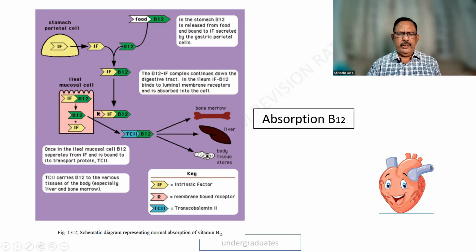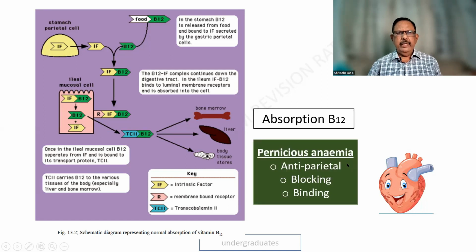Look at the R over here. After which there is the release of the intrinsic factor, B12 is absorbed, and it is carried by means of transcobalamin. There are 3 types of transcobalamin. It is deposited in the body tissues such as the bone marrow, liver, and adipose. This absorption we shall be knowing, because there can be a defect in all of these, which I shall be explaining.